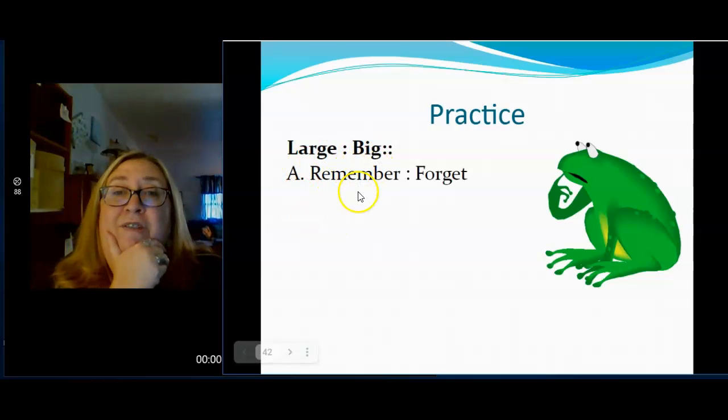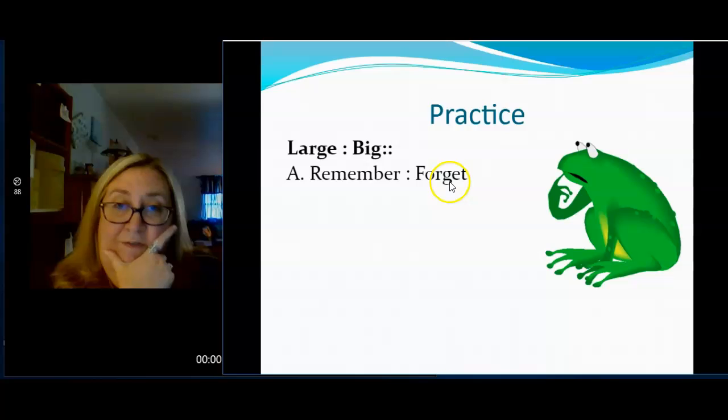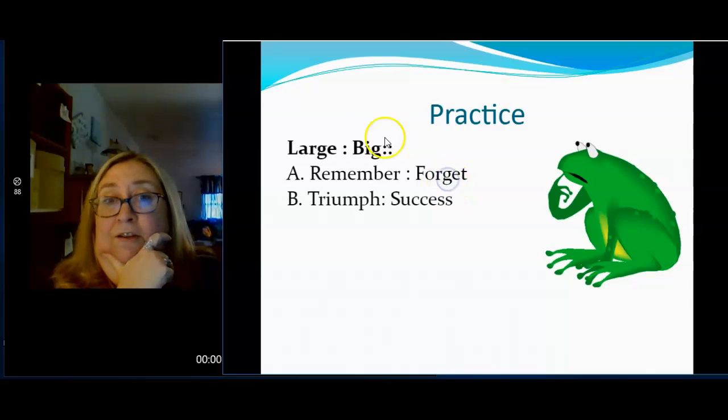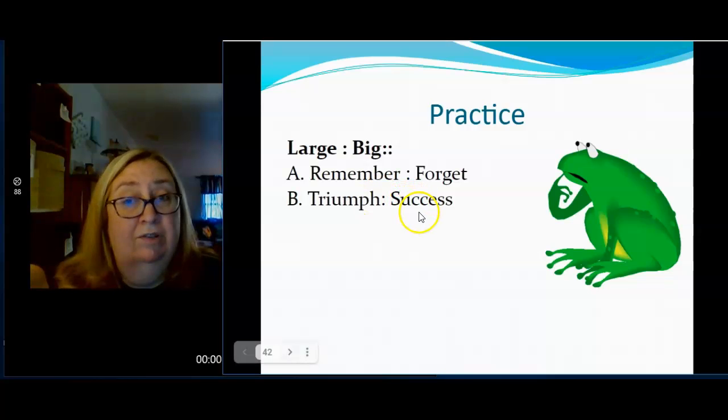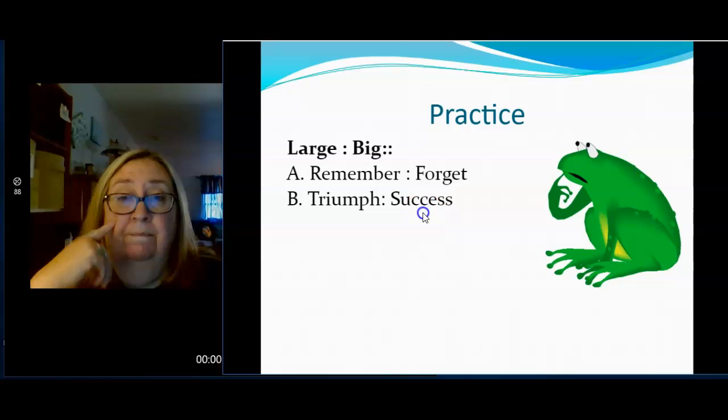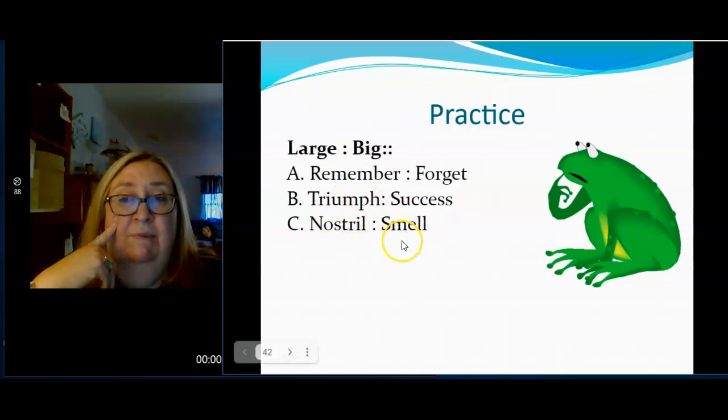Okay. Just like remember means the same thing as forget. One of those are opposites, right? Just like triumph is the same thing as success. We'll actually like that, so let's hang on to that one. Just like nostril is the same as smell.